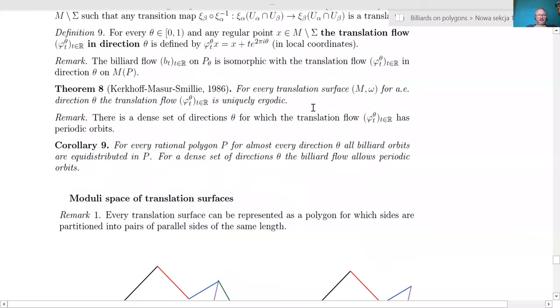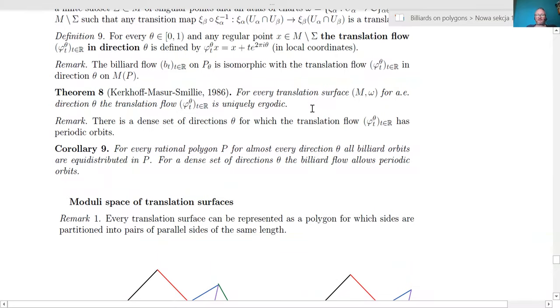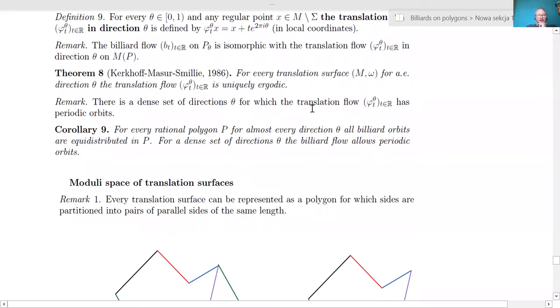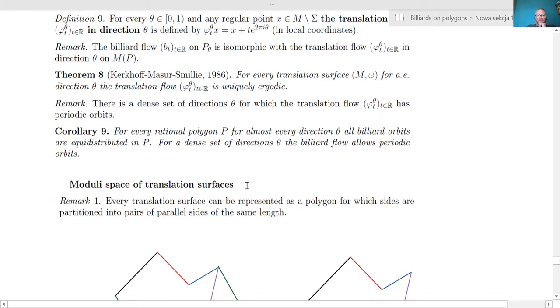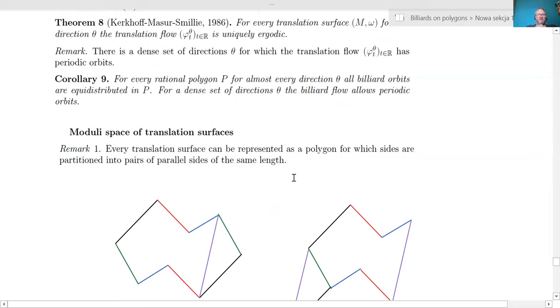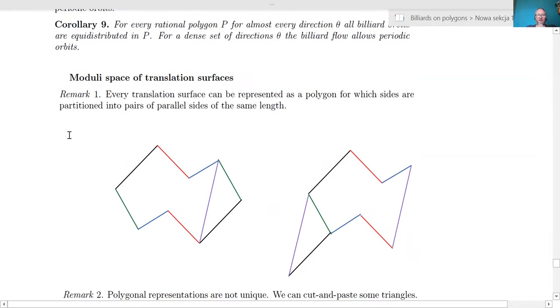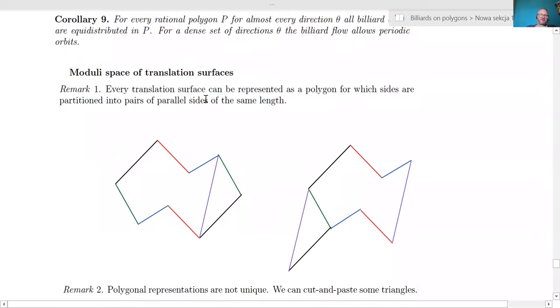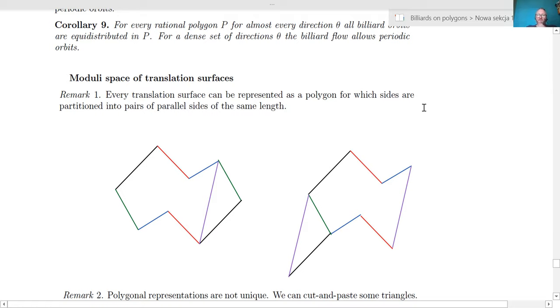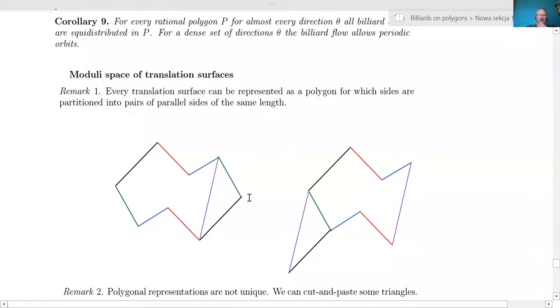Okay, this is a very exciting theorem, and maybe I'm able to say something about methods of proving. These methods of proving are based on the notion of the moduli space of translation surfaces, and it gives a link to algebraic geometry. To define the moduli space of translation surfaces, I need three remarks. The first says that every translation surface can be represented as a polygon whose sides are partitioned into pairs of parallel sides of the same length, which are glued. And this is exactly an example of such a polygon with pairs of parallel sides of the same length.